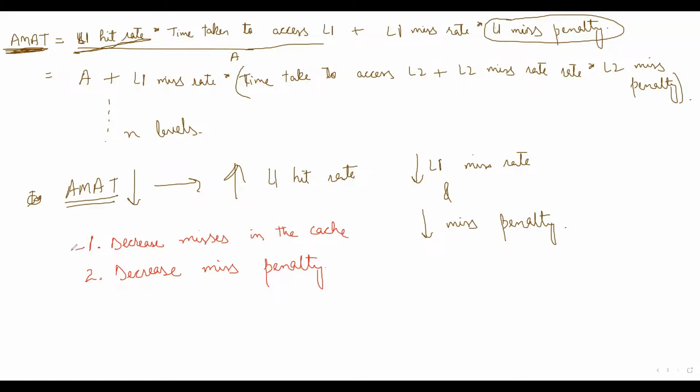So let's first see how we can decrease misses in the cache. But to discuss how to decrease misses in the cache, we should know what the different types of misses are.